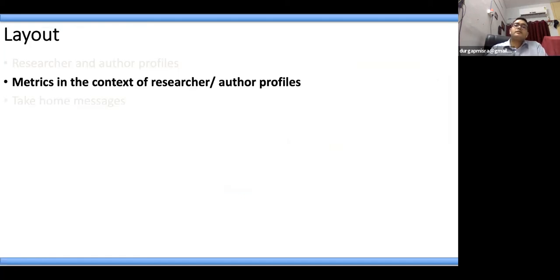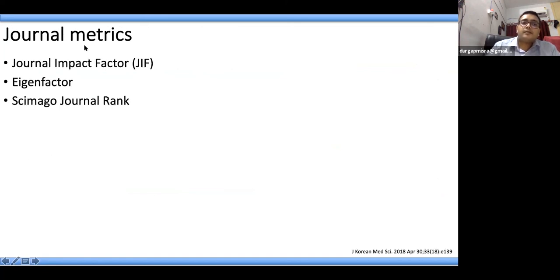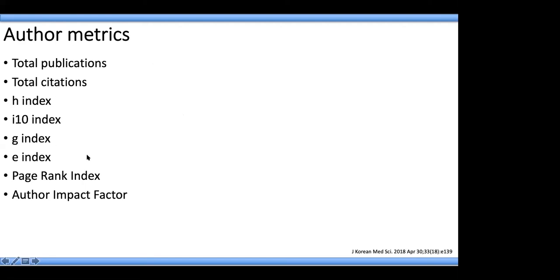Metrics in the context of researcher author profiles. If you looked at the Google Scholar profile, there was the H index and the I-10 index. Why are metrics important? Because they show academic accomplishments, help you interact with potential collaborators, and successfully compete for funding and collaboration. But it's important to understand that metrics could be at the level of the journal or at the level of the author. Briefly, as Dr. Goel has already spoken, the journal metrics are the journal impact factor, Eigenfactor, SCImago journal rank, and the like. And author metrics could be total publications, total citations, H index, I-10 index commonly, and various others as well.